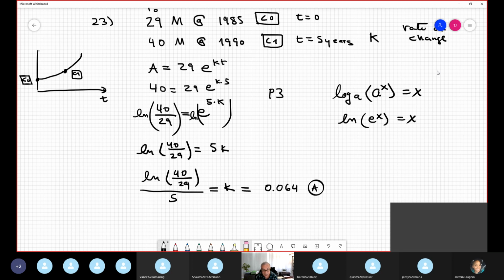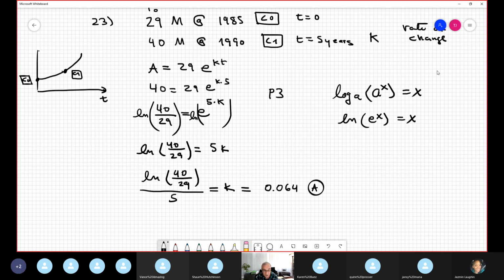Because 40 divided by 29 is a number greater than 1. And the logarithm of a number greater than 1 is positive. And see, the answer is negative. We are in front of the exponential decay.